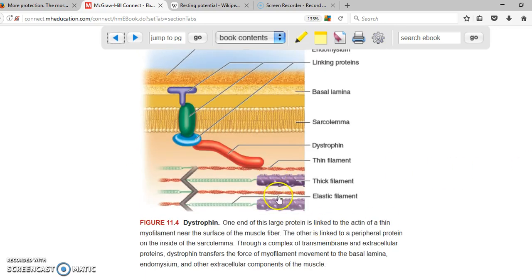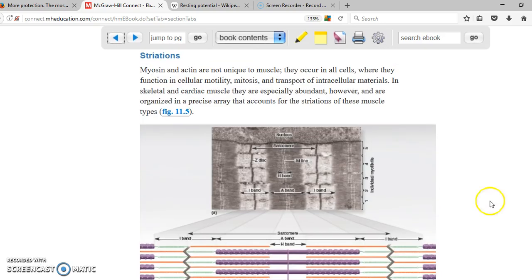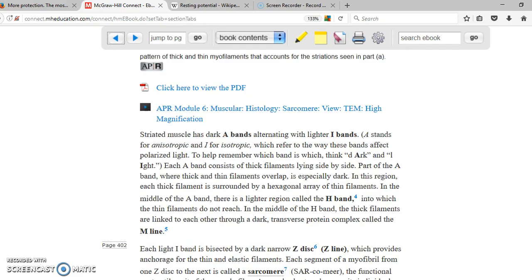We said the disposition of these filaments. These are going to be dark and this is going to be clear, giving you the dark and clear that you guys can see here. Dark, clear, right? And these are the ones that we see as striations in the skeletal muscle. So we talked about that.